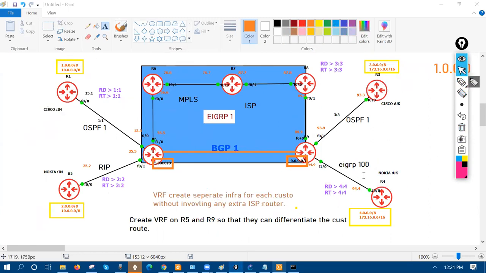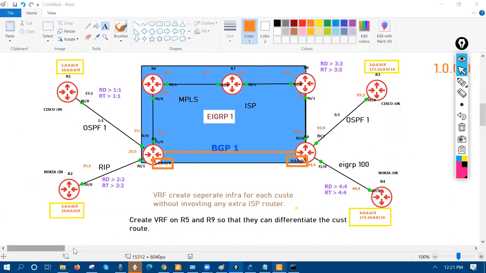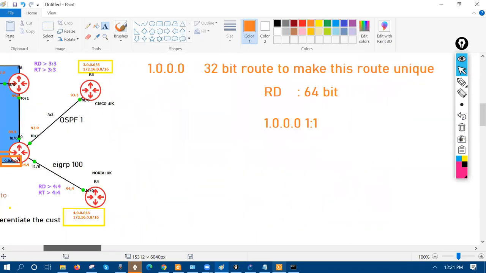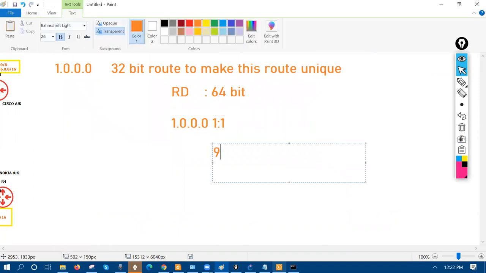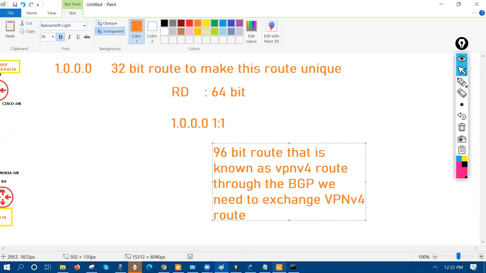So what happens after applying the RD? After applying the RD, this route will become 96 bits. That is known as VPNv4. And through BGP, we need to exchange the VPNv4 route, not the normal IPv4.